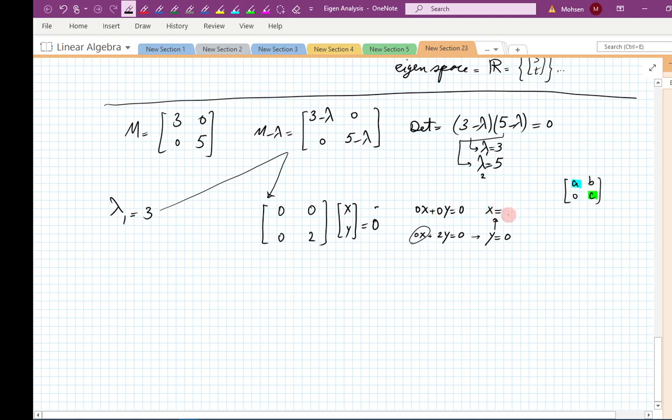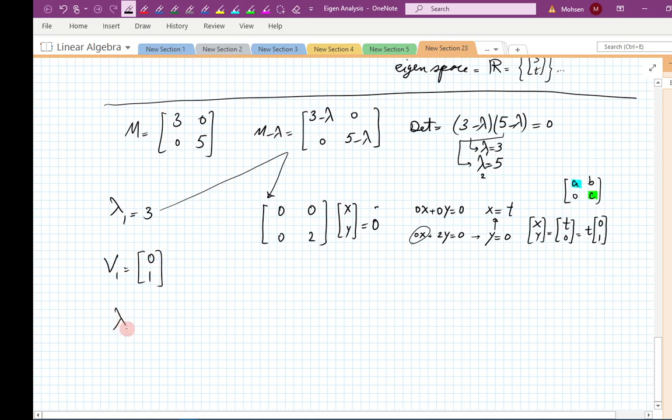X becomes arbitrary. Arbitrary means what? Arbitrary means the parameter t. So your x, y, my answer becomes t and 0. And if I factor out my t, the eigenvector corresponding to 3 is 1, 0. Let me see if I can entice you to do the other one.